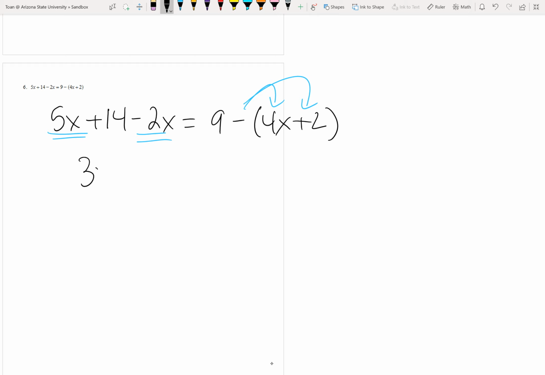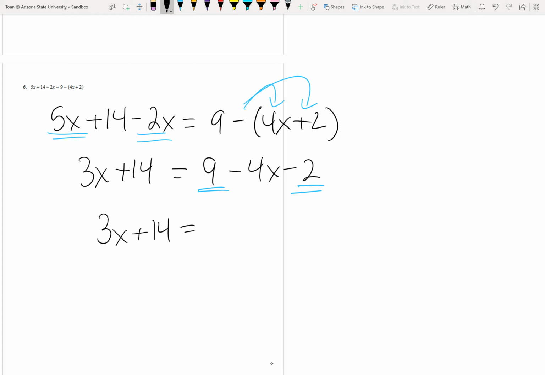So that will give me 3x plus 14 on the left equals 9 minus 4x minus 2 after I distribute. I'll go ahead and combine like terms on the right-hand side. I'm not going to do anything to the left-hand side, so I'm just going to copy them down. Always copy down the parts of the problem that you're not going to do anything with. And then when I combine the 9 with the minus 2, that gives me a positive 7. And I didn't do anything with the minus 4, so copy it down.